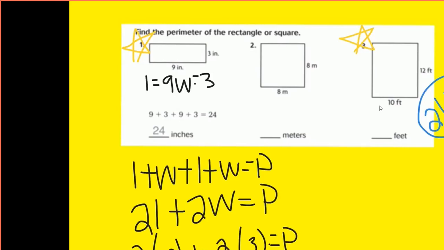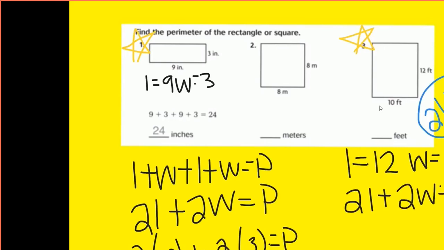Let's go ahead and take a look at it. I'm going to go ahead and give you the length and the width, and I want you to complete it on your own. The length is 12, and my width is 10. Go ahead and plug it into this formula, and you can go ahead and find the perimeter, the distance around the object. Go ahead and do that for me. All right, boys and girls, you should have gotten 44 feet around the object, and that's how much the perimeter is around the object.